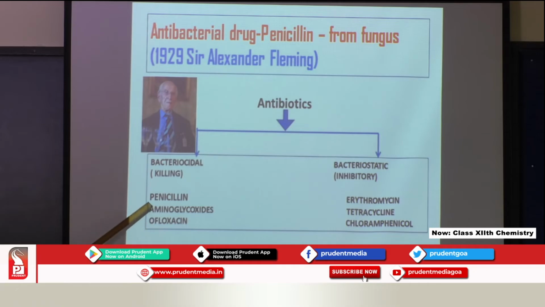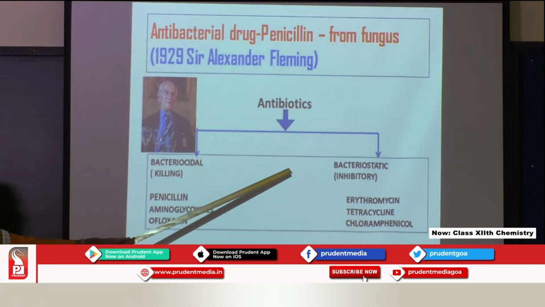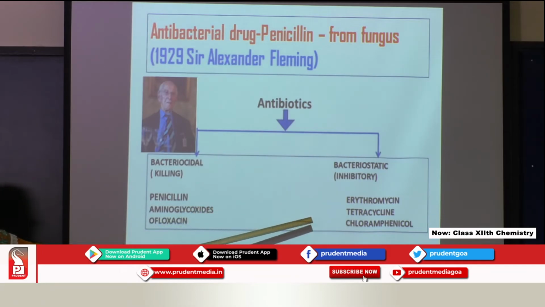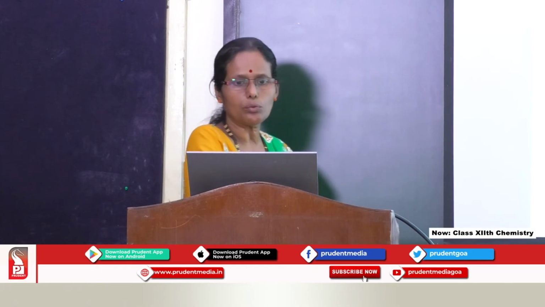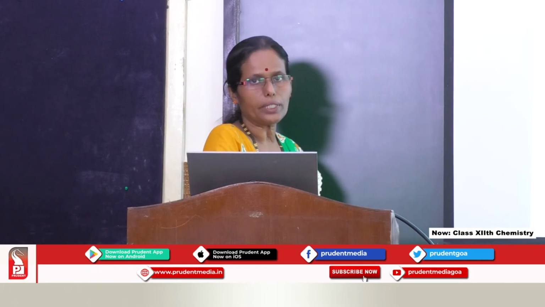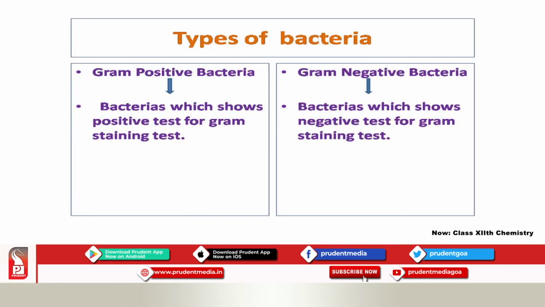Bactericidal drugs are penicillin, aminoglycosides and ofloxacin. Bacteriostatic drugs are erythromycin, tetracycline, chloramphenicol. Based on the staining effect, bacteria were shown to be of two types: gram-positive bacteria, which show a positive result for the gram staining test, and gram-negative bacteria, which show a negative result for the gram staining test.